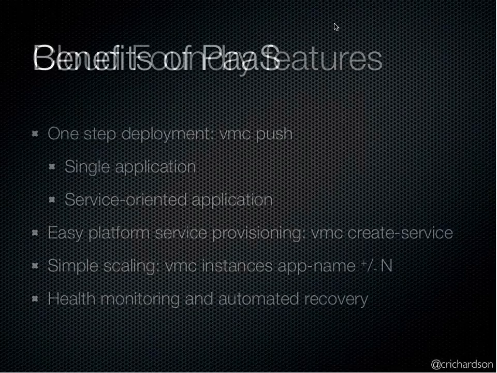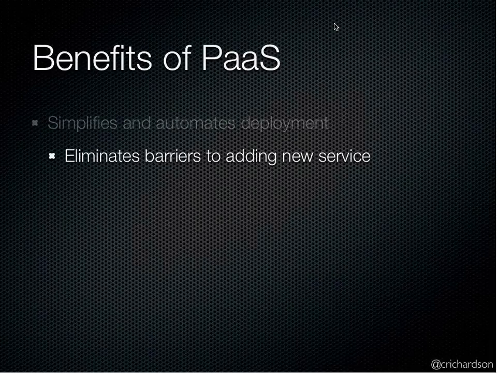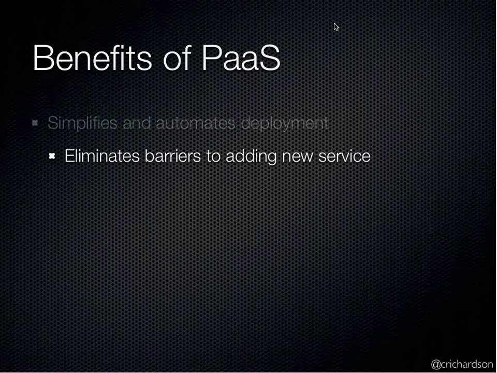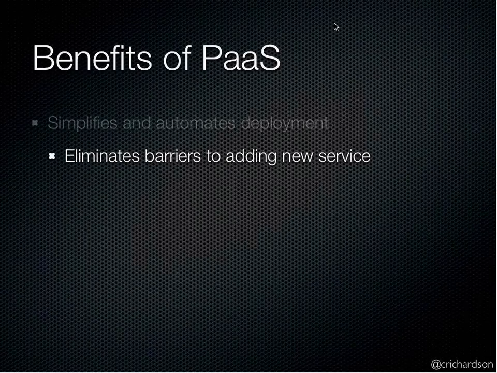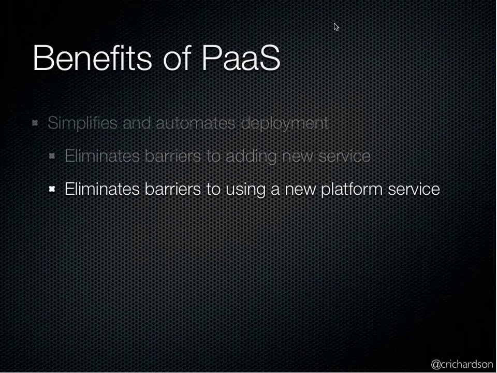So just from looking at code that's been implemented with a PaaS compared with code that's written without it, there are these benefits. You get simplified and automated deployment that eliminates barriers to adding a new service, because deploying a new component in your application has minimal friction. You don't have to talk to ops or anyone. You can just add it and deploy it. It also eliminates barriers to using a new kind of database. If it's available within Cloud Foundry, then there's zero friction to using it. There's no having to talk to operations about that.